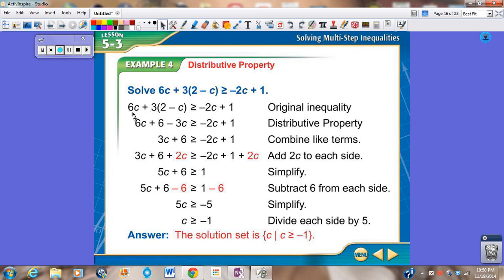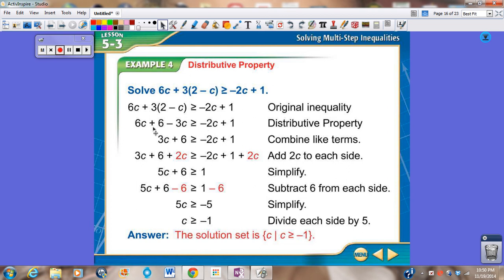So we're going to bring down this 6c. We're going to have 3 times 2, which is 6. And then 3 times c is going to be minus 3c. I just carried the sign down. Okay? Now, we're going to leave that as greater than or equal to negative 2c plus 1. So you notice we didn't do anything to the right-hand side.